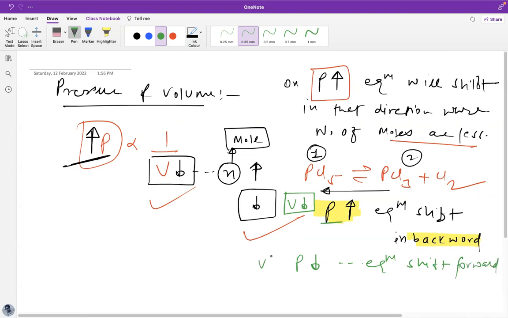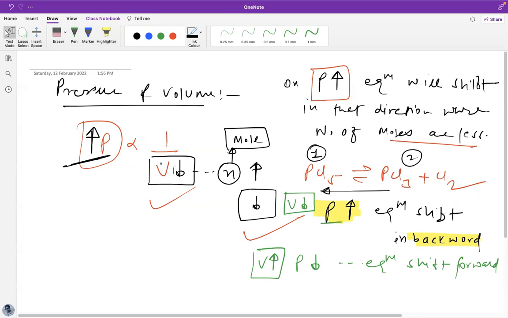Because the moles will increase. So pressure and volume are inversely proportional. If you decrease pressure, volume increases. If you increase volume, pressure decreases. If you increase pressure, volume decreases. Make sense? Please tell me.